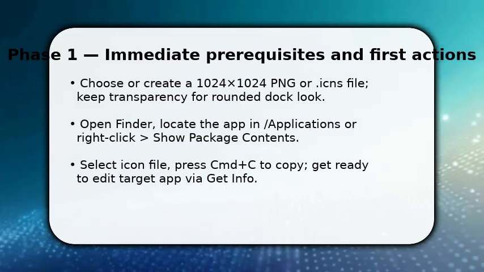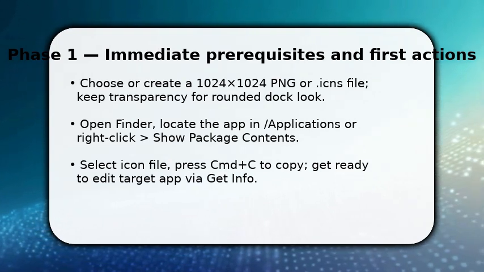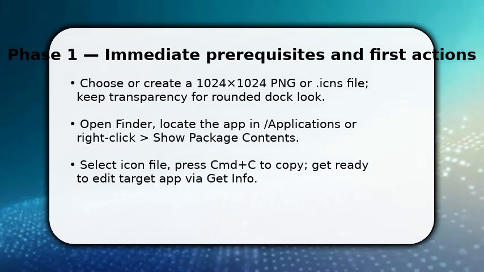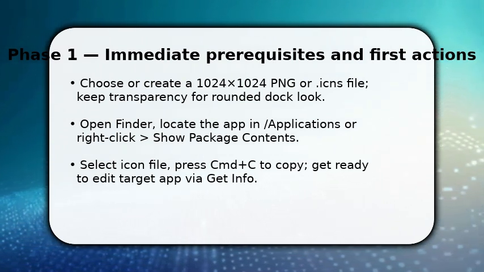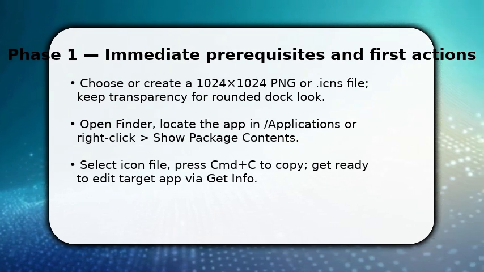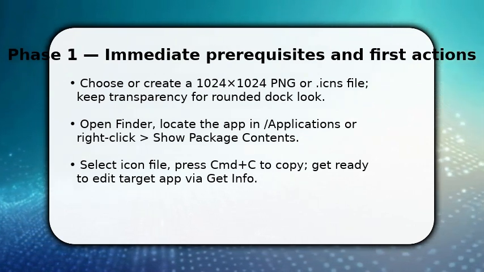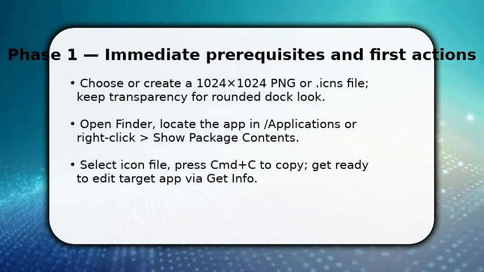You start by preparing the icon. Pick a 1024 x 1024 PNG or convert to ICNS, because the Dock uses high-resolution artwork. Once done, open Finder and locate the app you want to change. This ensures you modify the correct target.